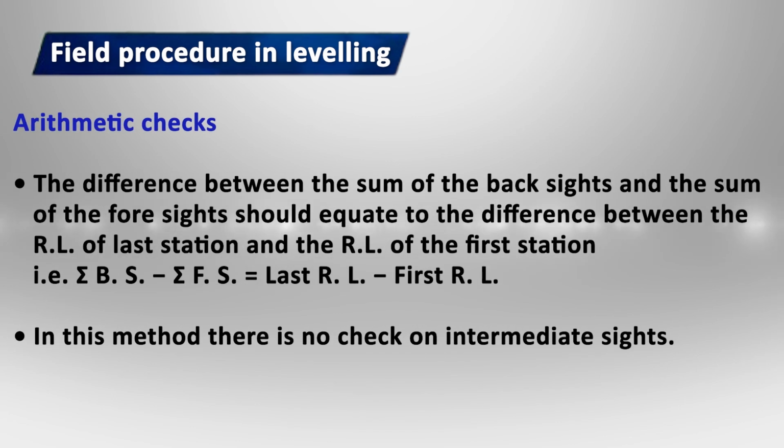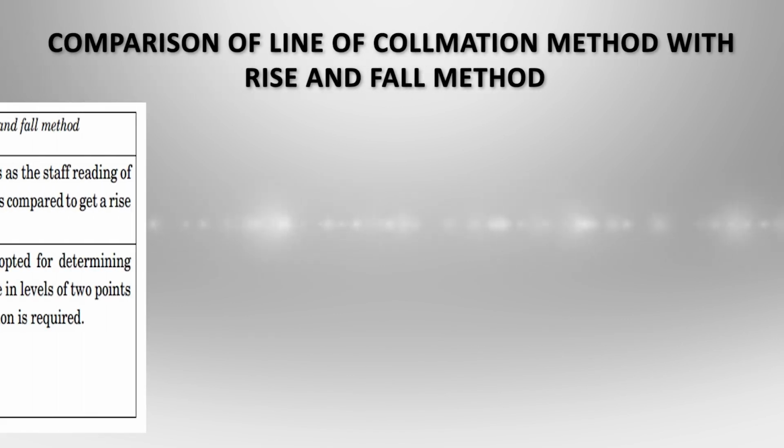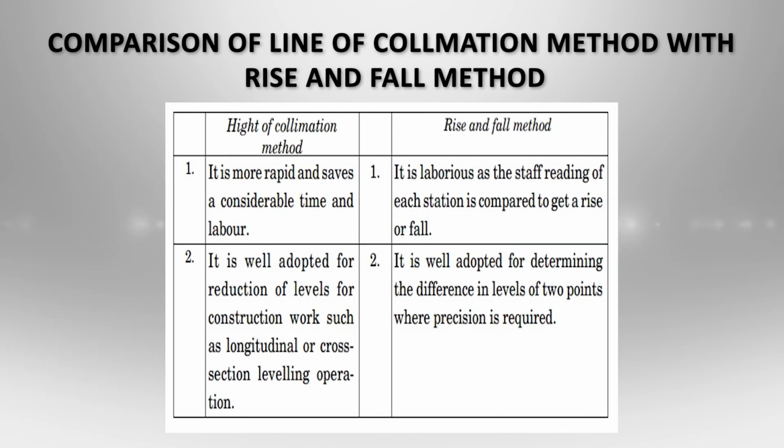So, the arithmetic check of the height of instrument method is that the difference between the sum of backsights and the sum of foresights should equal the difference between the RL of the last station and the RL of the first station. In this method, there is no check on intermediate sights. Now, we will have a comparison of the height of collimation method with the rise and fall method.